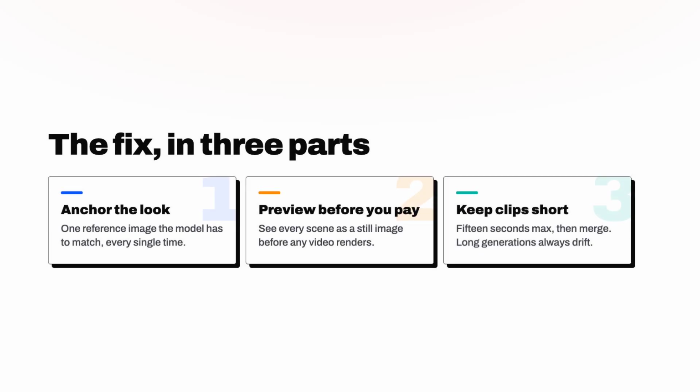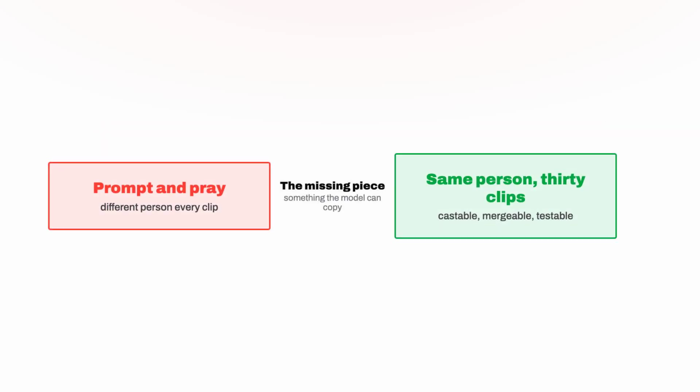So the fix has 3 parts. Anchor the look, preview before you pay, then keep the clips short. If you're skimming, that's the video right there. So let's actually cross that gap. This is the piece that does it.